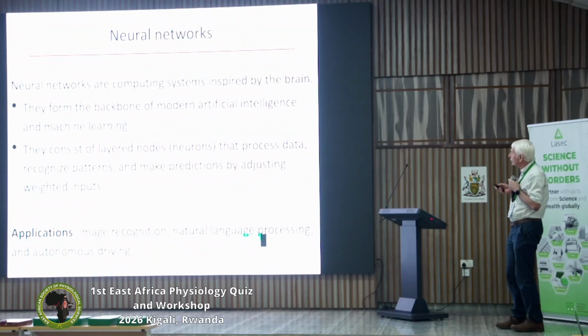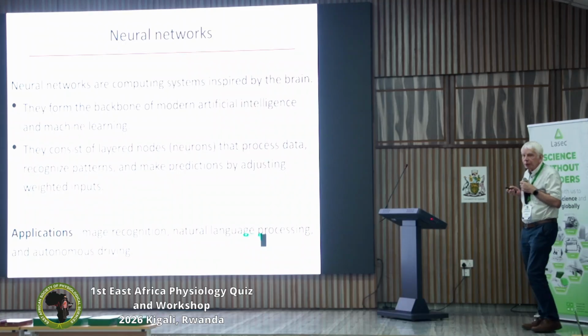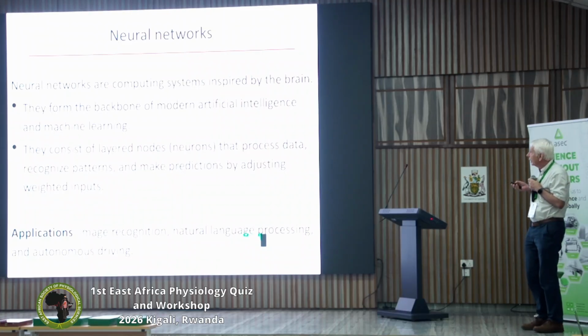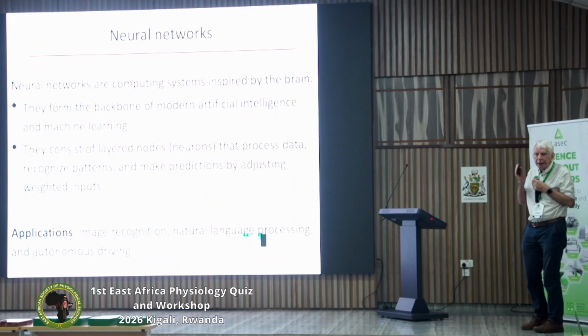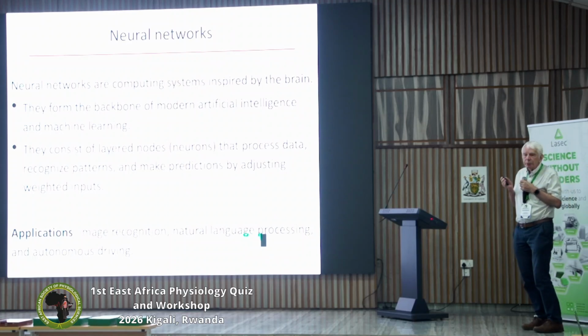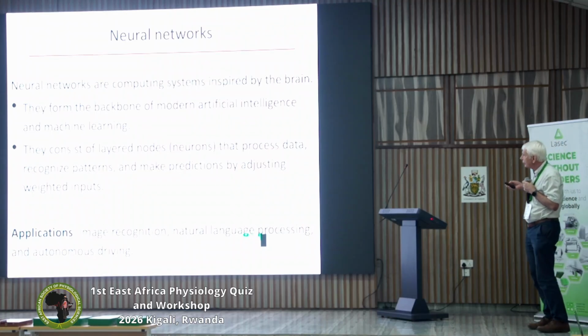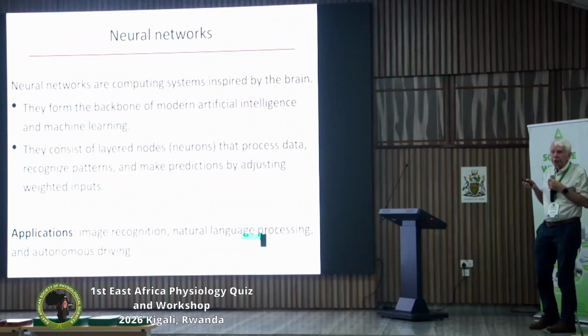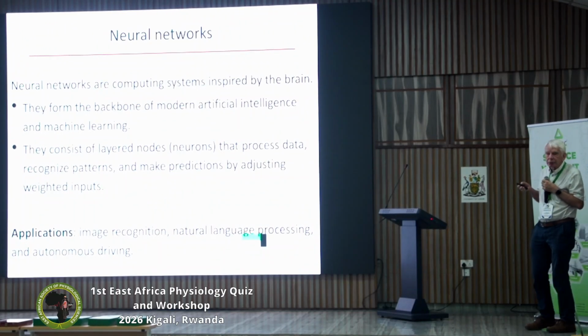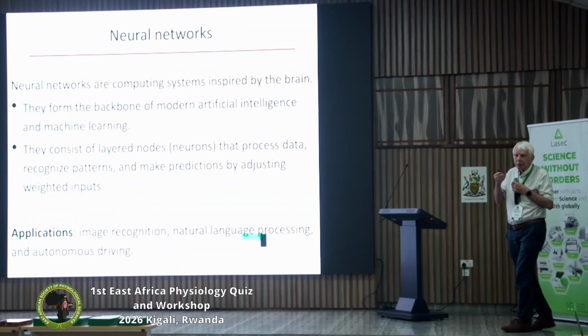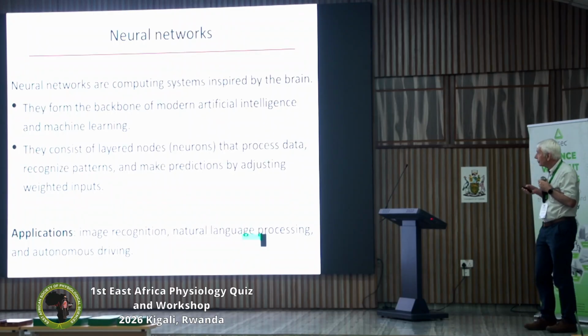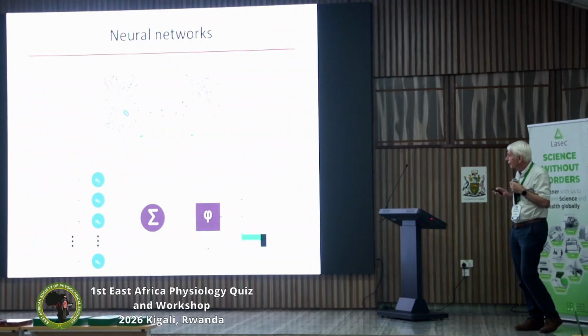Well, neural networks are computing systems inspired by the brain, and they form the backbone of modern AI. They consist of layered nodes which resemble neurons that process data, recognize patterns, and make predictions by adjusting weighted inputs. The applications are numerous, and you all know them: image recognition for finding breast cancer, for instance, natural language processing, autonomous driving of cars, etc.